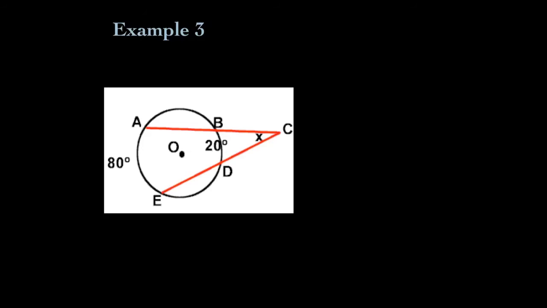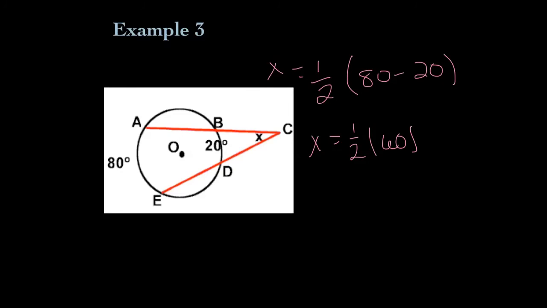A quick example of this, since all three get solved the same way, I'm not going to go through an example of each. We're going to take 1/2, so x equals 1/2 of 80 minus 20. That's different from when they meet inside the circle, where you add them. If they meet outside, we subtract. So x equals 1/2 of 60, so x equals 30 degrees.